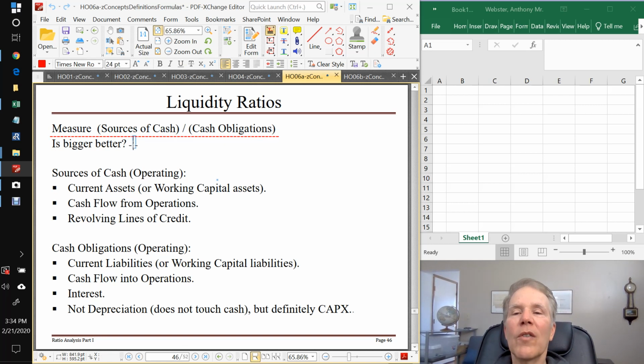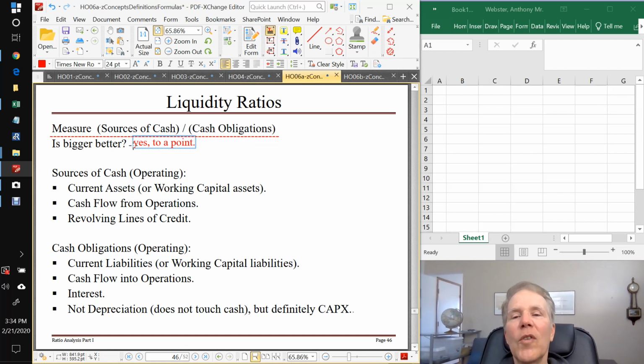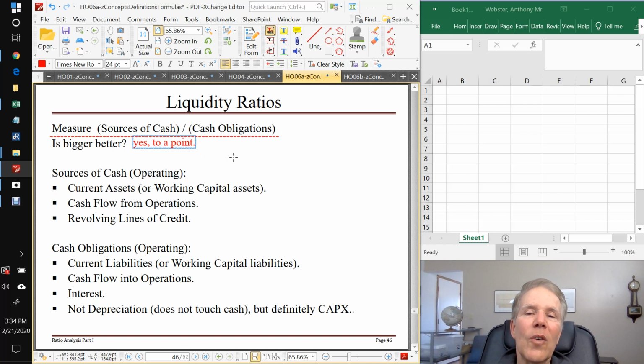Bigger is better to a point. Always to a point, because if you have too much cash, your shareholders get upset. They're not investing in you to create the mother of all piles of cash, and they'll start saying, hey, you need to dividend some of that pile of cash back to the owners. And usually they win that fight when they start fighting that way.